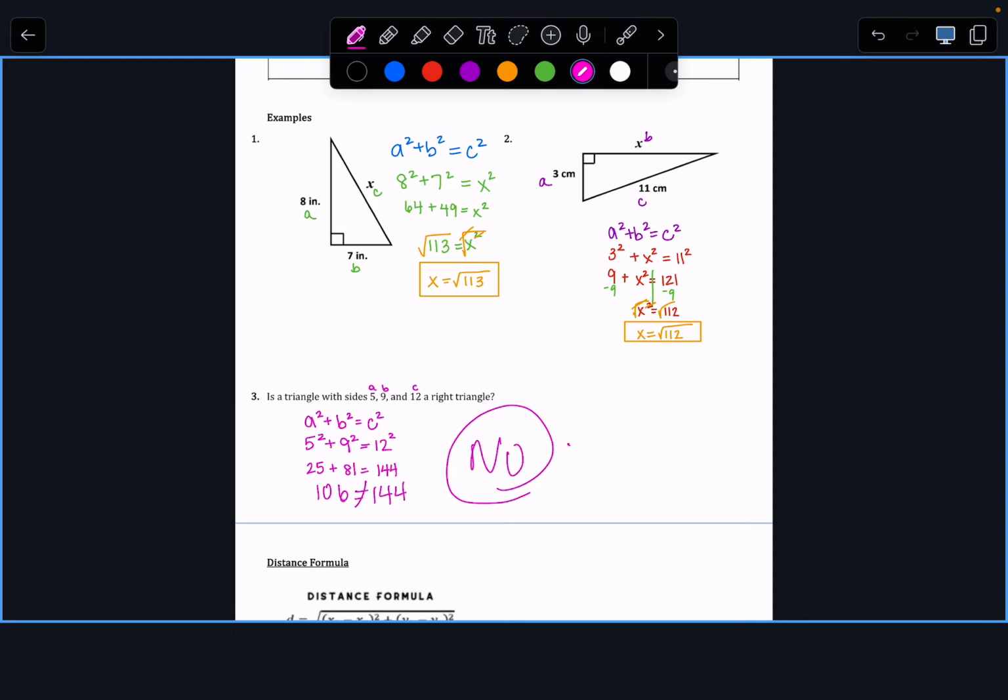We need to recall the distance formula. Now, the distance formula is a formula I'll give you, okay? And on page 2, you see I have like the little boxes, right? Again, goal number 2, we're not doing so well on right now.